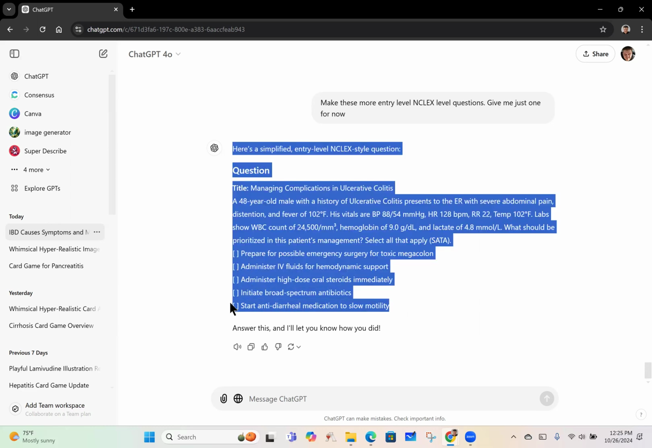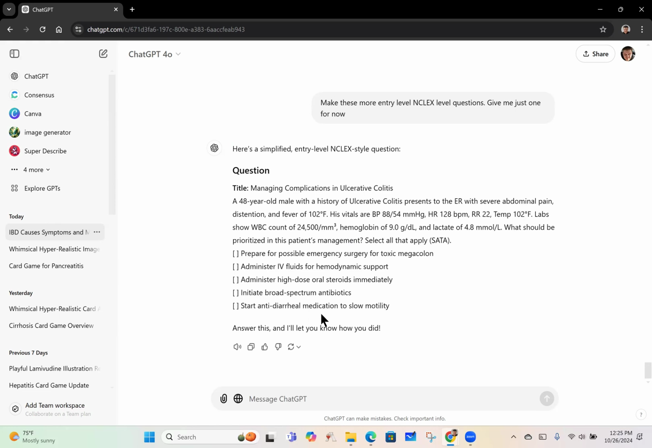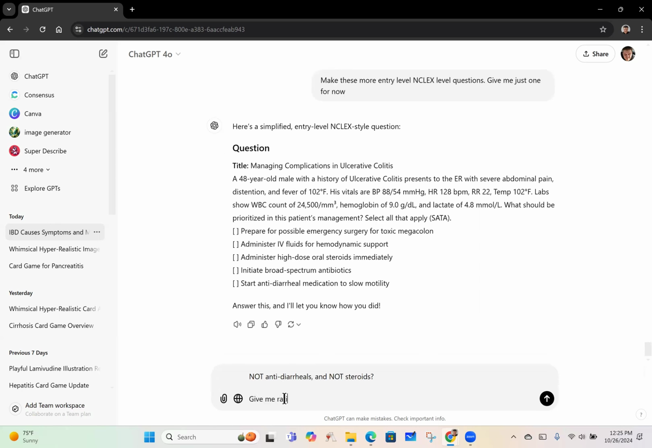Antidiarrheal. Don't think so because the patient's bowels have slowed to a stop with toxic megacolon. Giving antidiarrheals is not a great option, right? So not antidiarrheals and not steroids. Give me rationale for each.